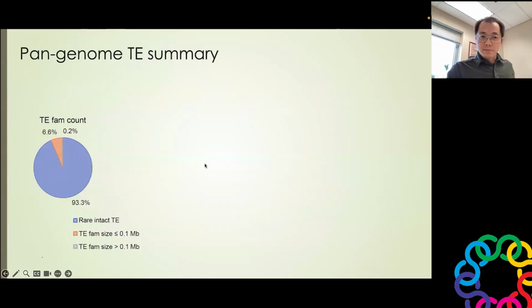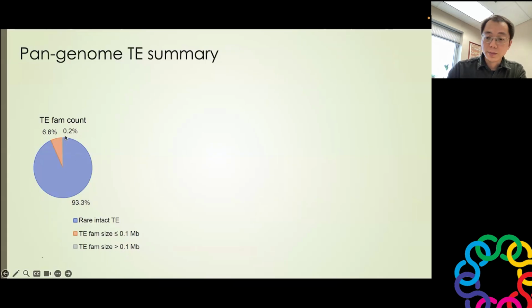So let's look at the size of the family as we can compare across individuals. We first were interested in how varying the size of the family is. We found out, so first we put them into three classes. Rare are the ones that are a single copy, and the size less than 100 kilobases is actually not a lot, and the size larger than 100 megabases is even less. Only 0.2% of the families have 100 kb across the whole genome.